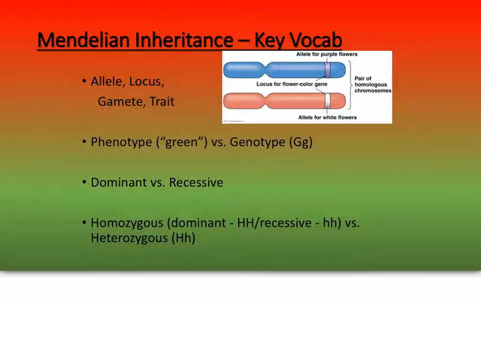Okay, so here's some vocab, super fast, right? Remember, allele, different types of genes. Locus is your location of a gene on the chromosome. So here they're showing you we have two different alleles, purple and white. The locus is right here. Right? This is the location on the chromosome. Gametes are those sex cells. And then trait refers to those characteristics that we see in you. So for this, you've got a flower-color gene. So the trait we're talking about is flower color. You have two different alleles for it.